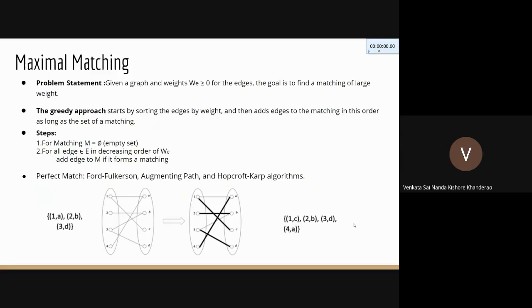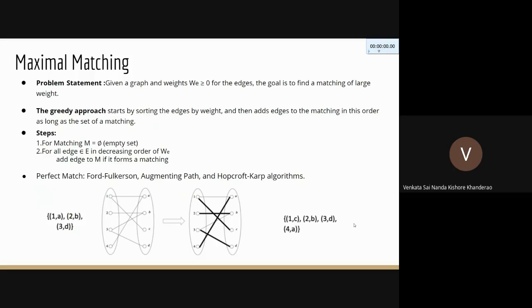Coming to the maximum matching, I would like to discuss maximal matching in detail. The problem statement is: given a graph and weights W_e greater than or equal to 0 for edges, the goal is to find a matching of large weight. The greedy approach starts by sorting the edges by weight and then adding the edges to the matching in order, as long as they still form a matching.